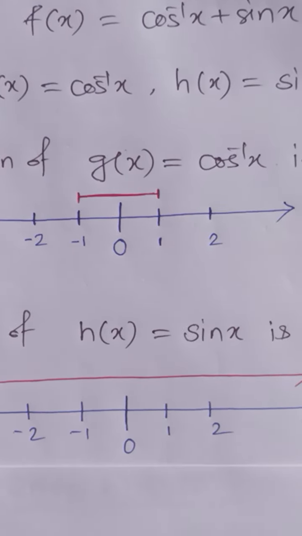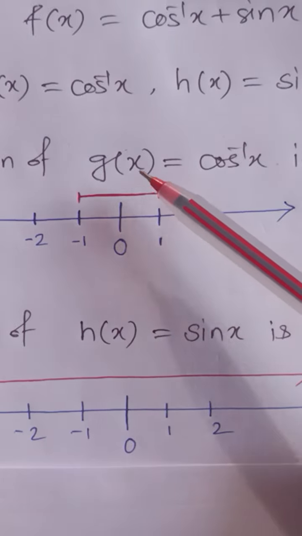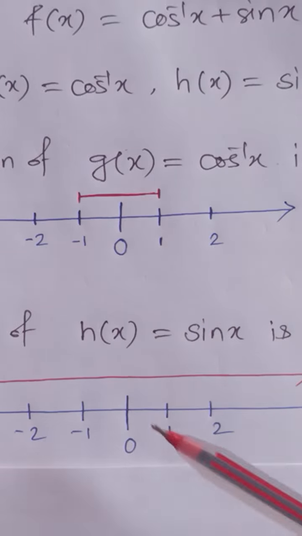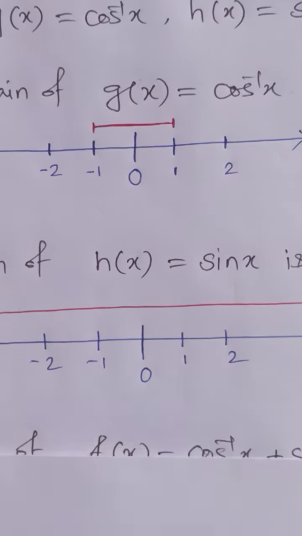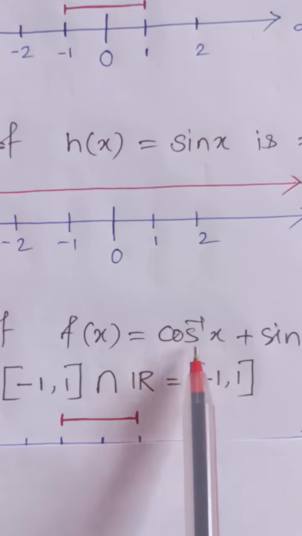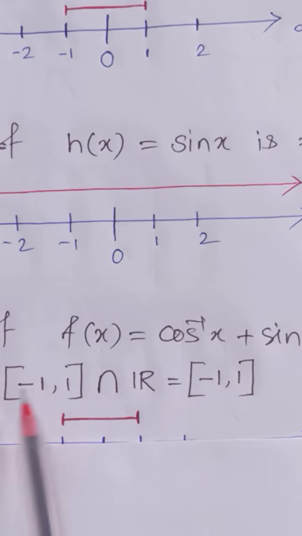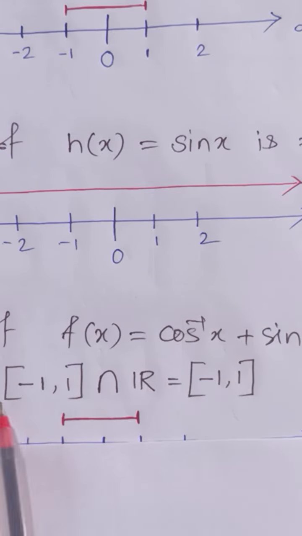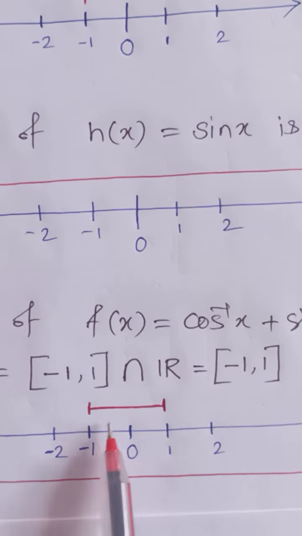Since f of x is the sum of two functions, the domain of f of x is the common domain of g of x and h of x. So the domain of g of x is -1 to 1 and the domain of h of x is the whole real numbers. So what is the common domain? The domain of cos inverse x is -1 to 1, and sin x is R, so it is the intersection of these two sets. Geometrically, this is the whole real line and this is -1 to 1.